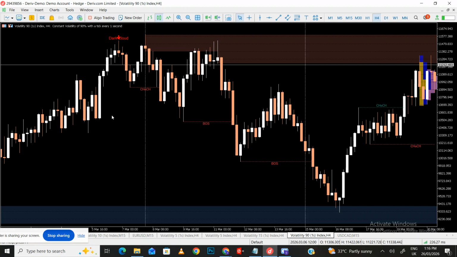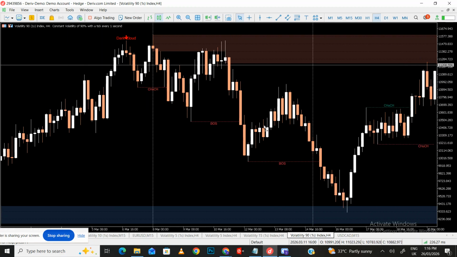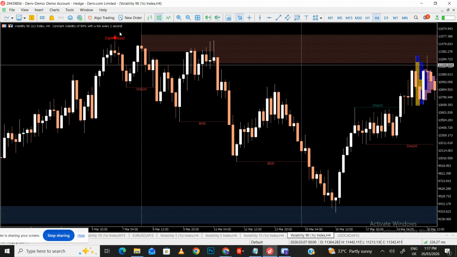So that's how to use this indicator anyway. See what I'm saying. You can see what I'm saying. See, this is a dark cloud. You see, this is a dark cloud right here. I told you, when there's a dark cloud, there will always be a pushback.